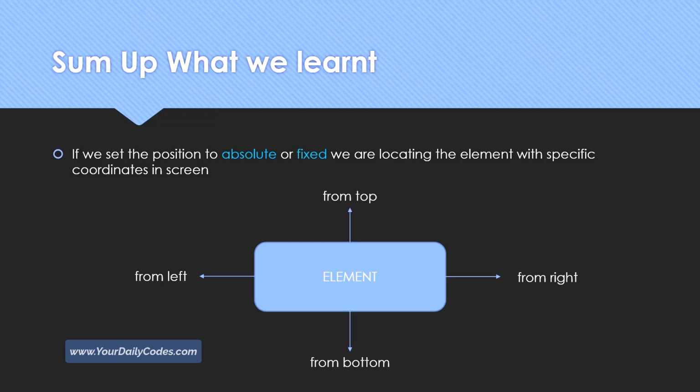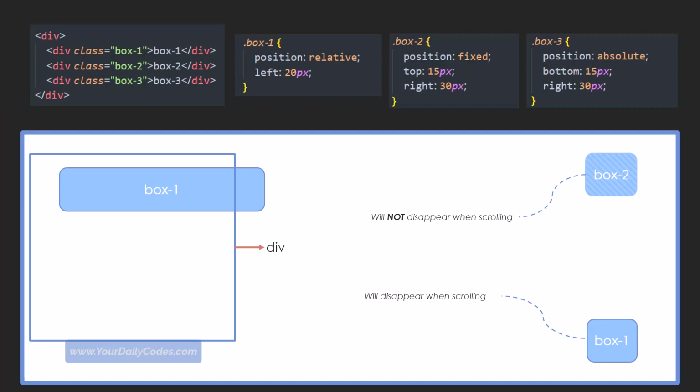About absolute and fixed, we saw that we are locating the element with specific coordinates on the screen. For example, when we say top 20 pixel, right 20 pixel, it's compared to the whole screen, except for the combination of relative and absolute that we use. And this is an example of our positions, relative, fixed or absolute, that you can see. The only difference between fixed and absolute was that when we scroll, absolute will disappear, but the fixed position will not disappear.